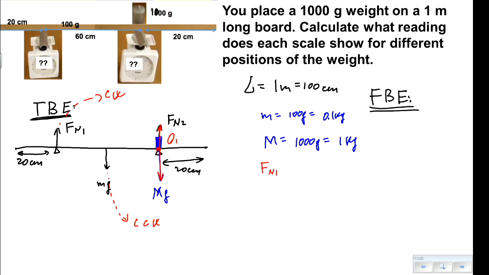F normal 1 times, well, 60. That's this distance between the scales, 60 centimeters or 0.6 meters. And that should be equal to the magnitude of 0.1 times 10 times, that's supposed to be this distance. Now, please tell me what number should I write?